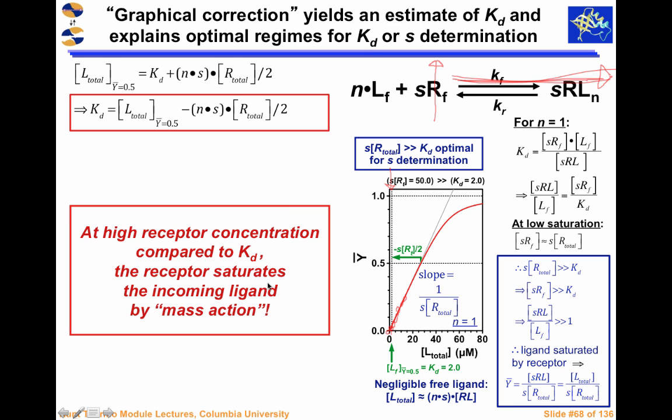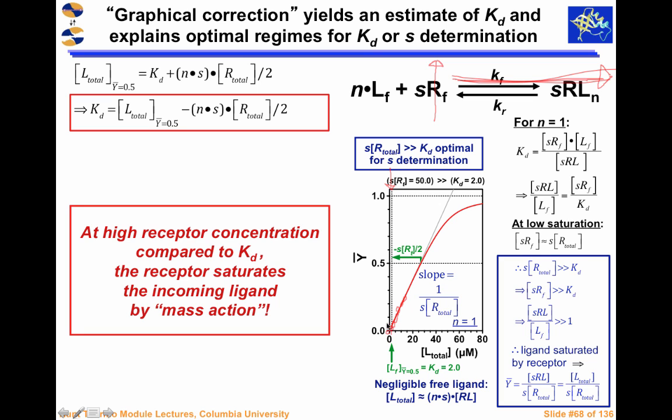Under that condition of, again, by mass action, when we have the incoming ligand being saturated by the receptor, what that means is that the bound ligand concentration is pretty much equal to the total ligand. All of the ligand is going into the bound state. The bound ligand concentration, which is equal for n equal 1 to the bound receptor concentration, is going to be equal to the total ligand concentration. That means fractional saturation is a linear function of total ligand. That's what we see in the simulated data. The fractional saturation is a linear function of total ligand. The slope of that linear function is 1 over SRT.